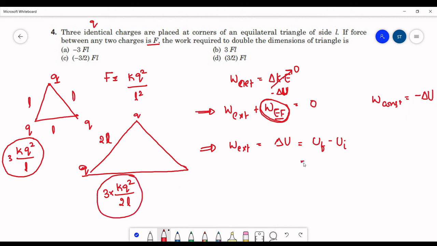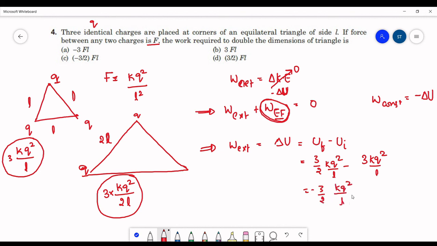This will be 3 by 2 kq² upon L minus 3kq² upon L. So this will be equal to minus 3 by 2 kq² upon L.